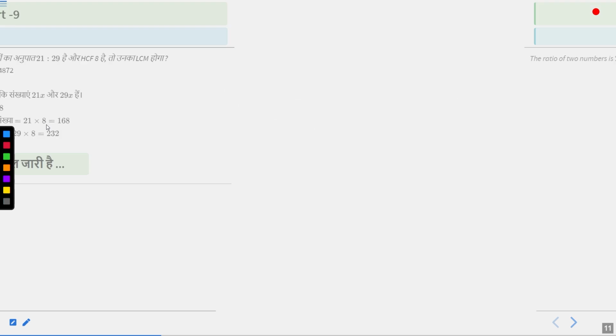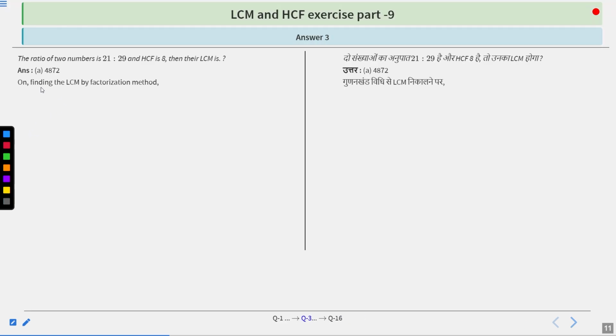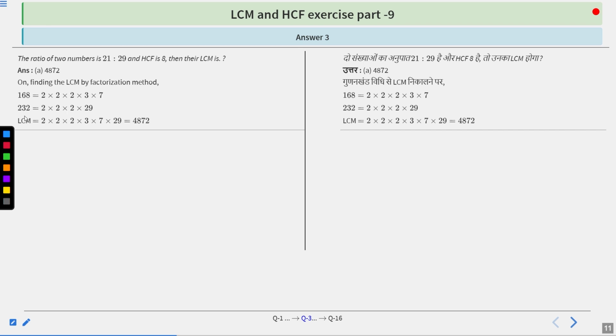Now we have to find the LCM, so finding the LCM by the factorization method. Numbers were 168 and 232. The factors of 168 are 2 into 2 into 2 into 3 into 7, and factors of 232 are 2 into 2 into 2 into 29. So LCM becomes 2 into 2 into 2 into 3 into 7 into 29, the maximum power of every number present in the factors. That is equal to 4872. Option A is the correct answer.